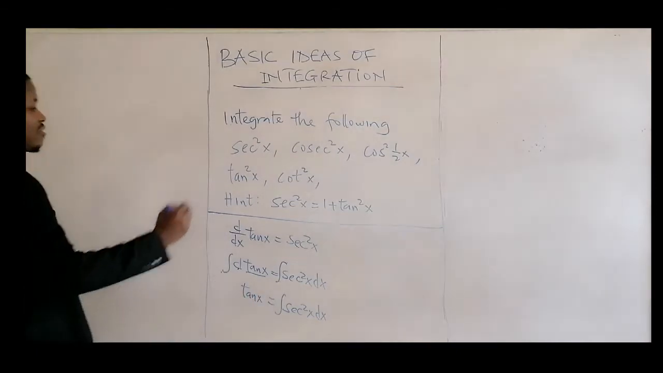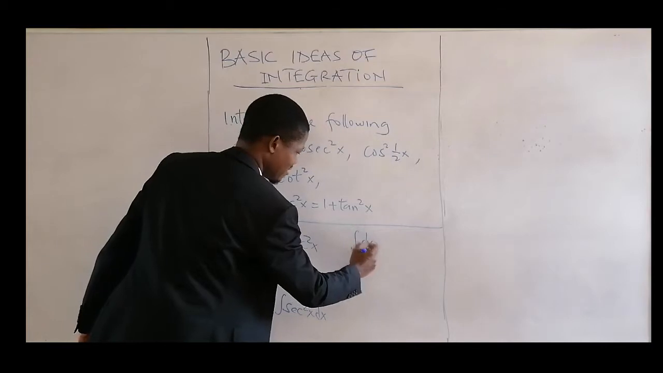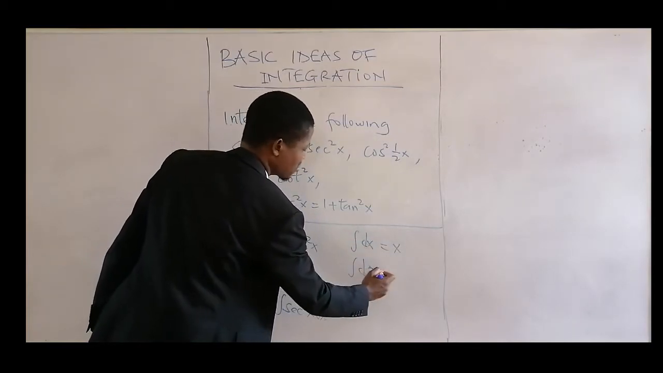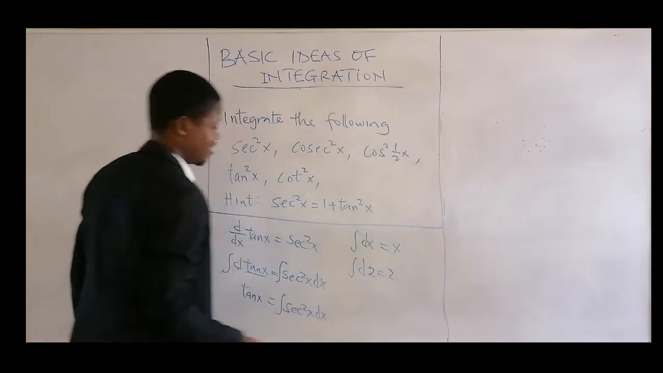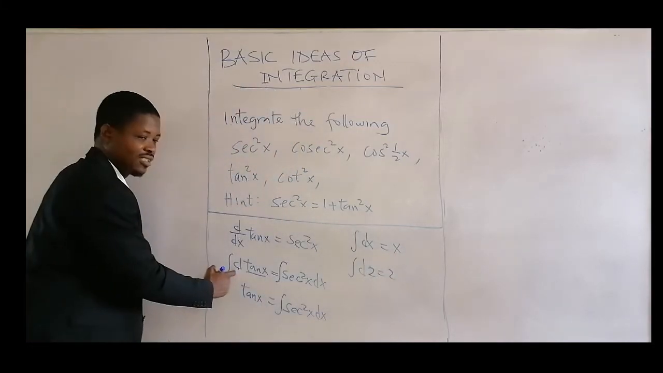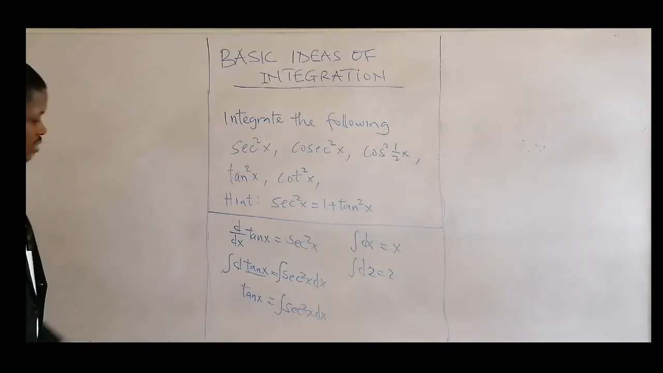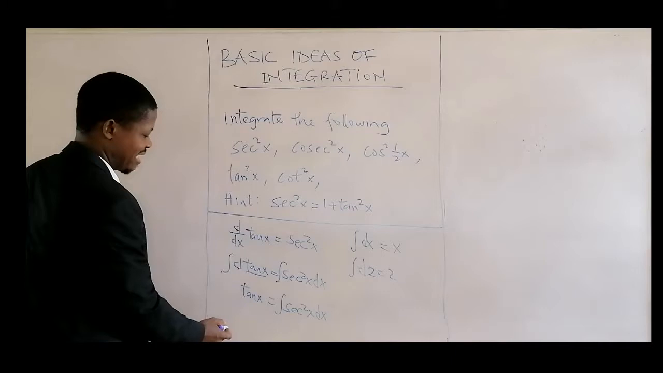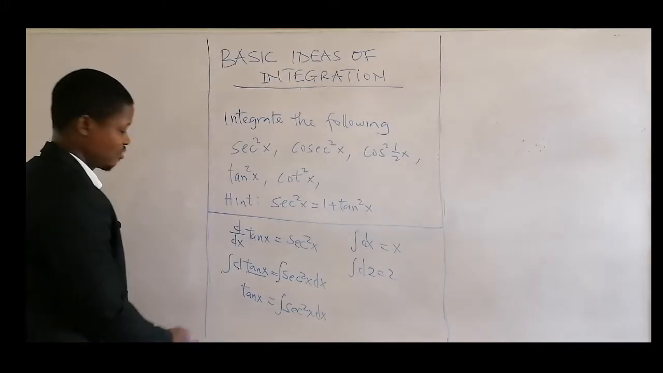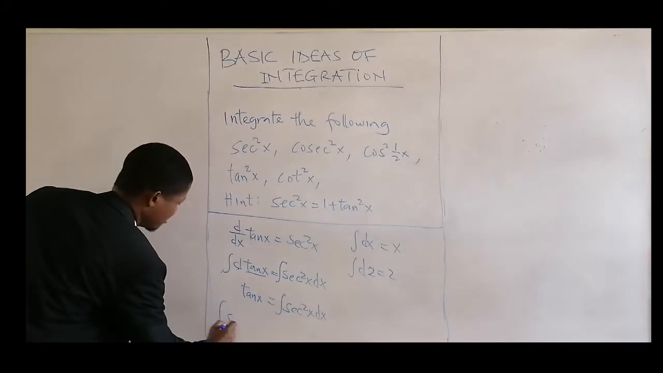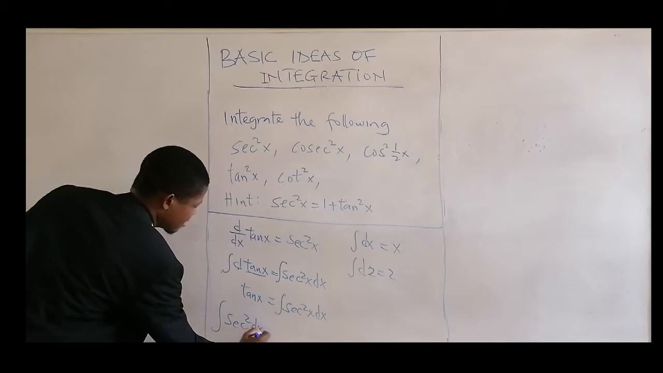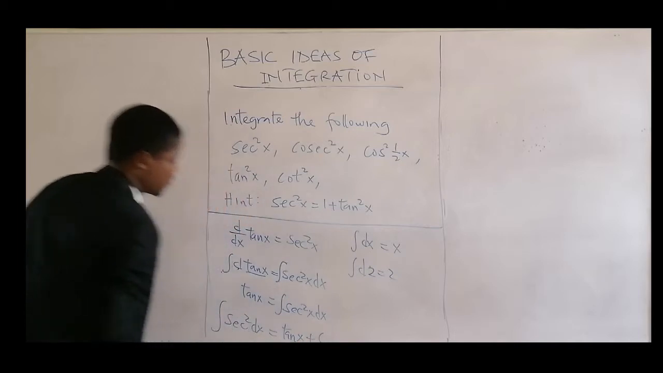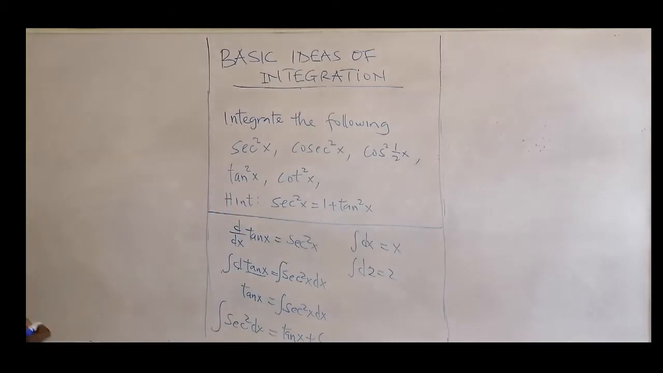Anytime you see the integral of d something, maybe dx, that is x. Maybe d2, that is 2, and so on and so forth. So the integral of d of a function is that function. So we've already established that the integral of sec square x dx is tan x. So I'll just say the integral of sec square x dx is equal to tan x plus c.